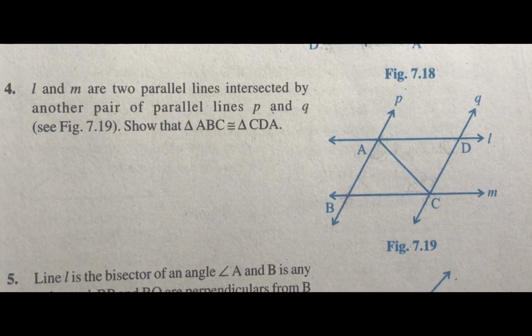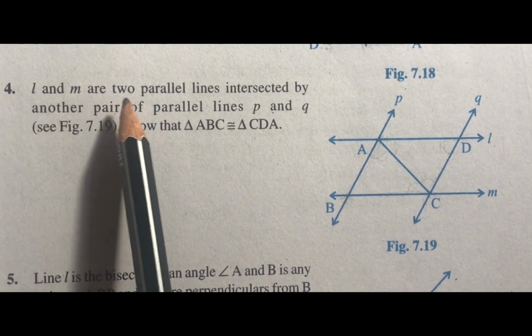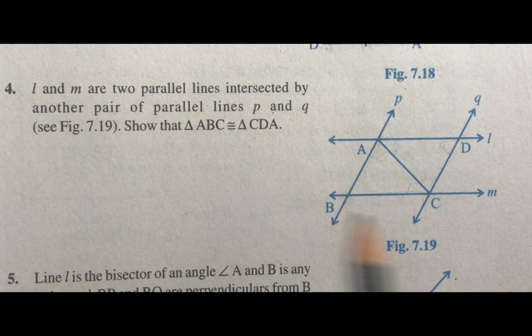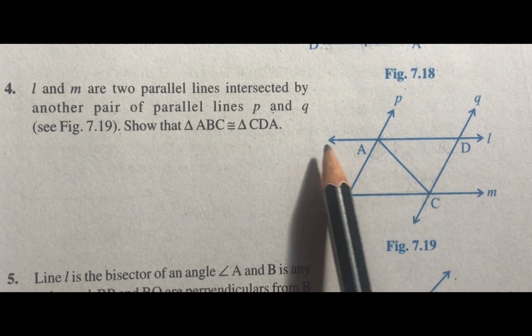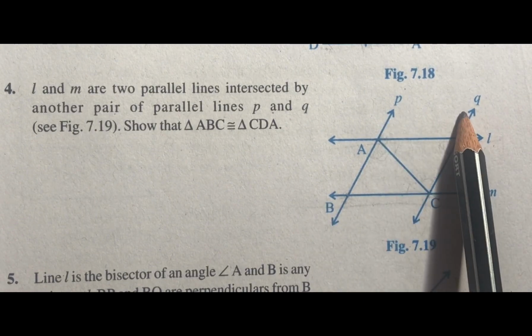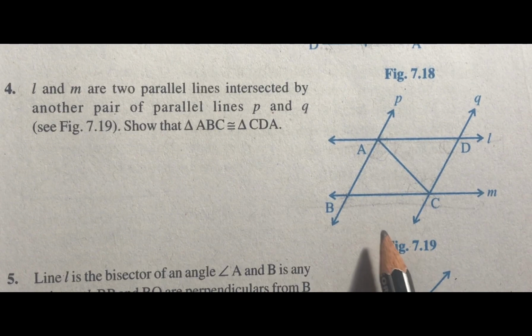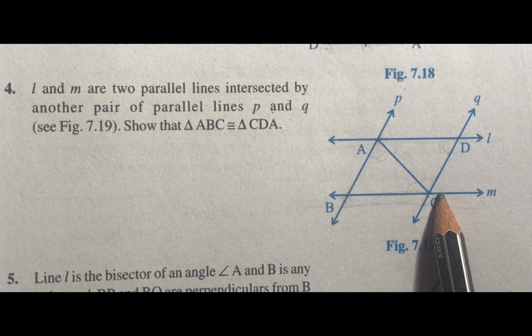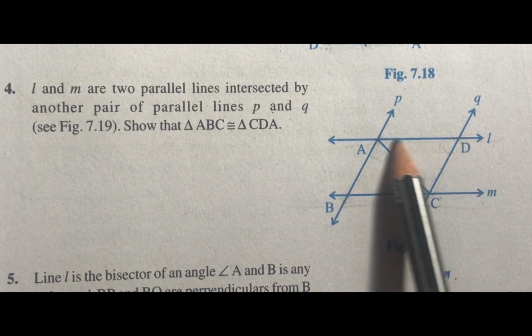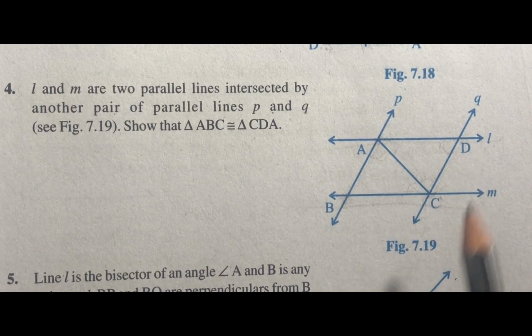So moving on to question number 4. L and M are two parallel lines intersected by another pair of parallel lines P and Q. Show that triangle ABC is congruent to triangle CDA. We have to prove this.